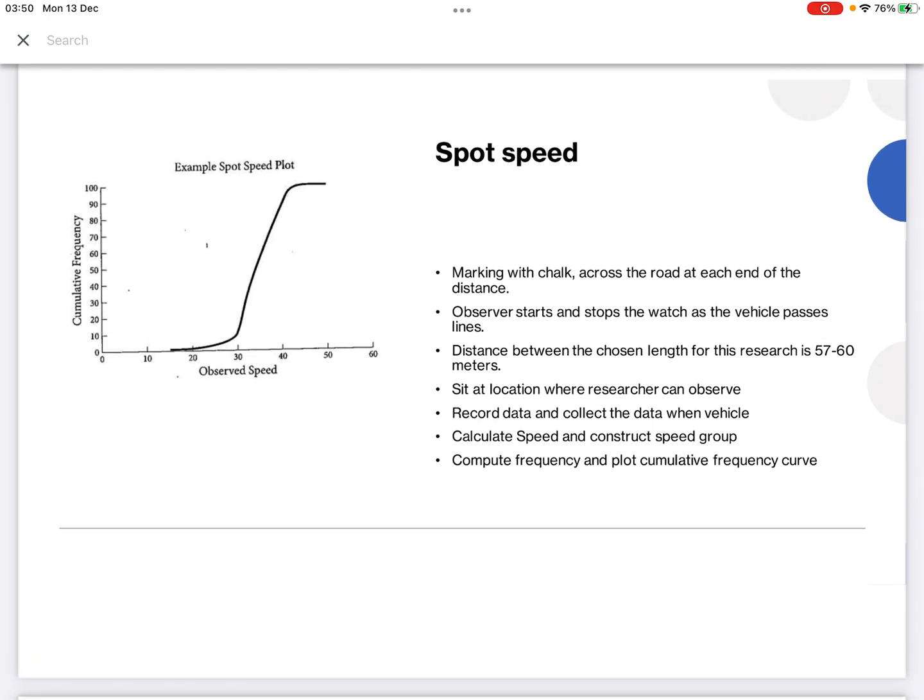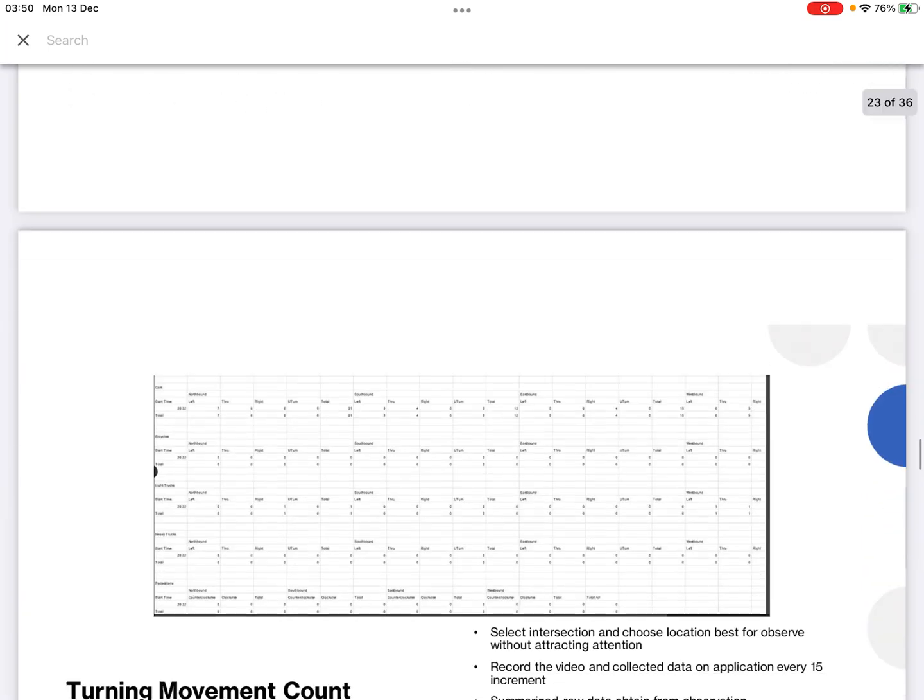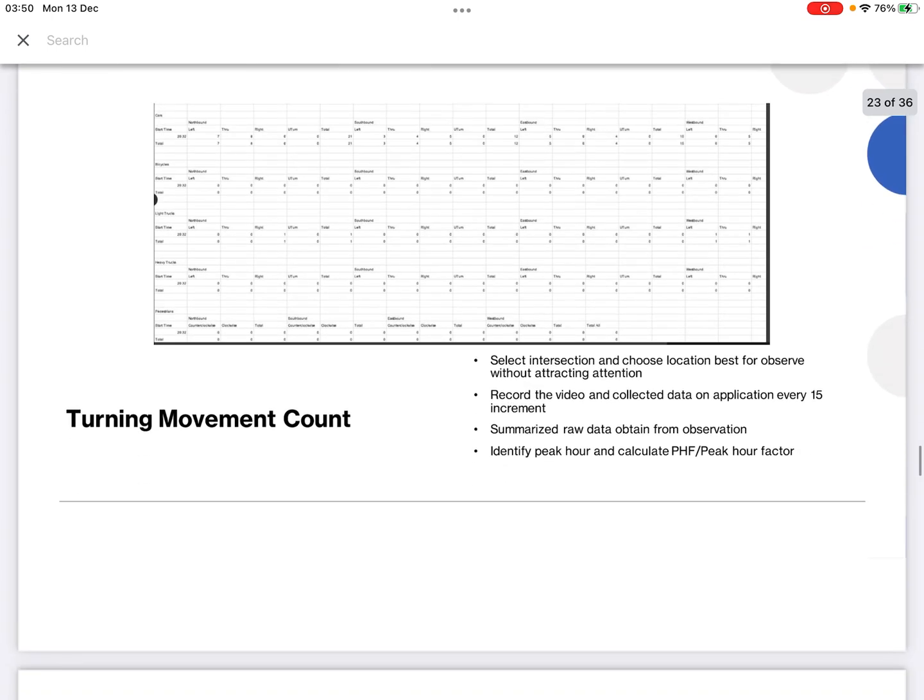First, mark a target that you can see on the road, and then start to observe. Stop the watch as the vehicle passes the line, the reference line. Sit at a location where the researcher can observe without attracting attention. Calculate speed and construct speed groups, and then compute frequency and plot the cumulative curve.